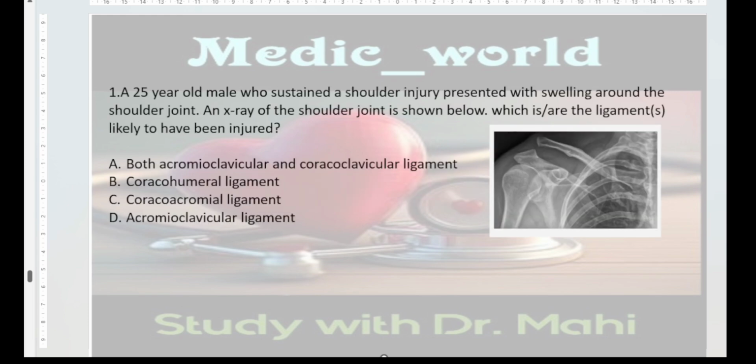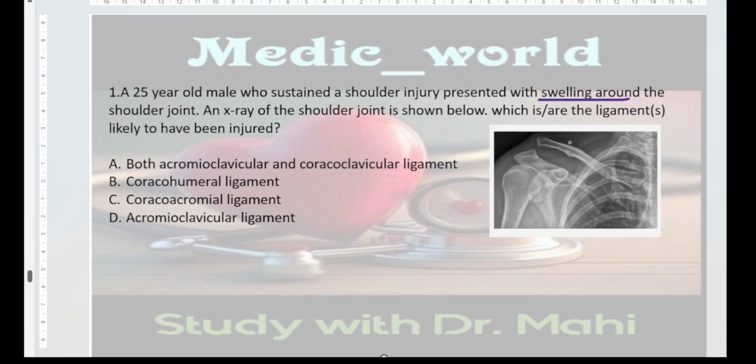Today we will discuss the questions from INICET 2023 of Orthopaedics. Let's discuss the first question: a 25-year-old male who sustained a shoulder injury presented with swelling around the shoulder joint. An X-ray of the shoulder joint is shown below. Which ligament or ligaments are likely to have been injured?